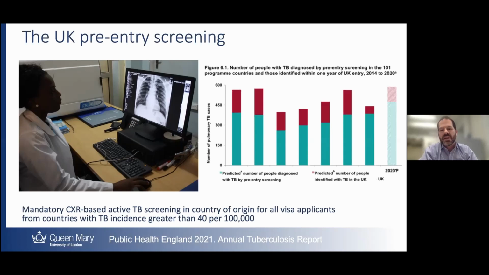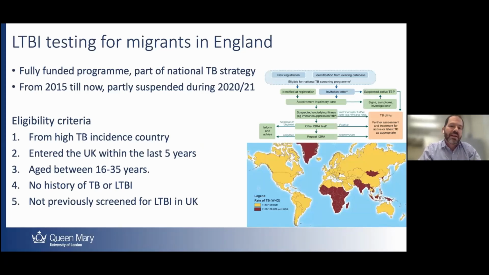And on the right-hand side, you see a figure taken from the annual TB report, which shows the number of pulmonary TB cases. This is only screening for pulmonary TB. Those diagnosed with TB screening are in green, and in red, those people that were also notified to the domestic surveillance system within 1 year of entry. You can see that this is largely screening prevalent cases, and it's screening most of them, but of course it's not tackling reactivation cases later on.